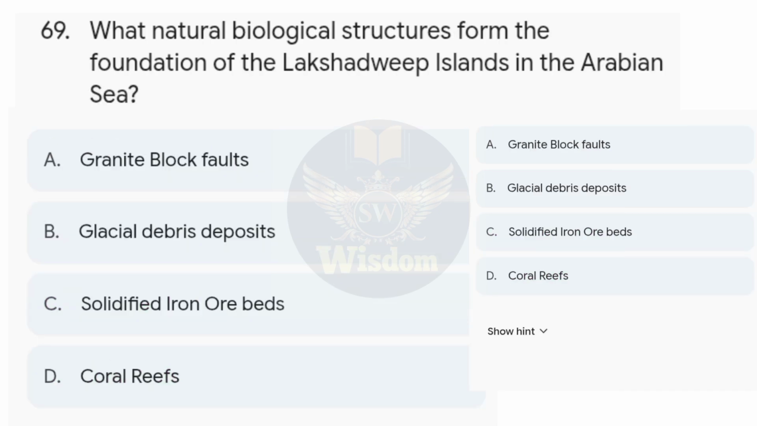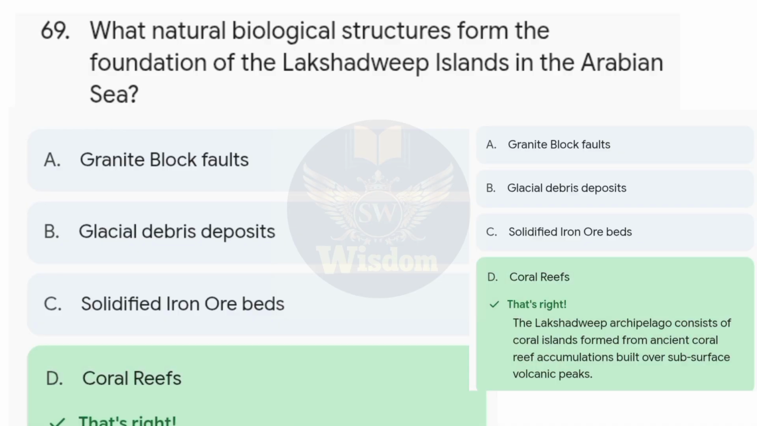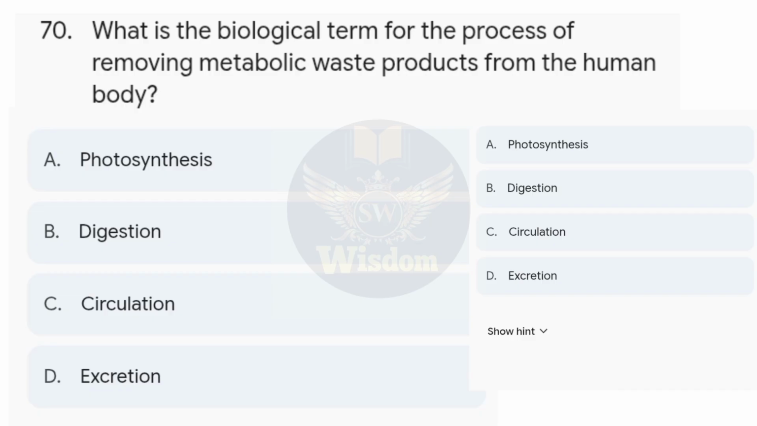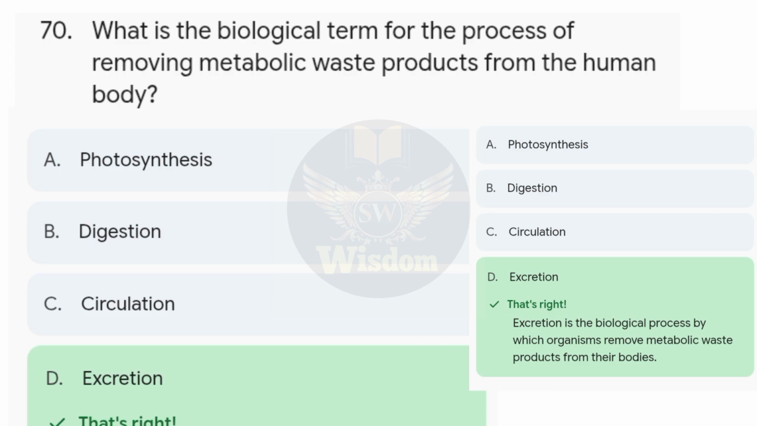Next question. What natural biological structures form the foundation of the Lakshadweep islands in the Arabian Sea? The correct answer is option D, coral reefs. Next question. What is the biological term for the process of removing metabolic waste products from the human body? The correct answer is option D, excretion.